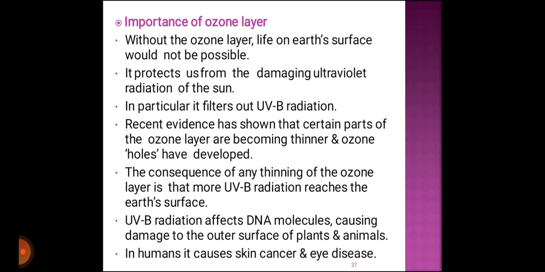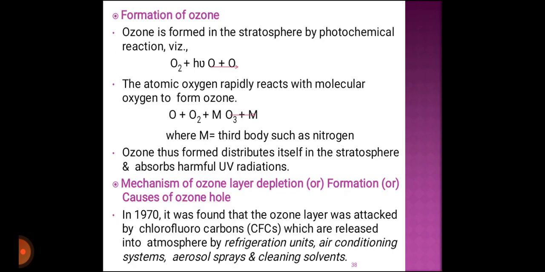Formation of the ozone layer: how is the ozone layer formed? Here I have given the mechanism. Ozone is formed in the stratospheric region of the atmosphere by a photochemical reaction. O2 means molecular oxygen, hv means sunlight. O2 reacts with sunlight to form O plus O, that means atomic oxygen. The atomic oxygen rapidly reacts with molecular oxygen to form ozone, that means O reacts with O2 to form O3 in the presence of M, where M is the third body, that is nitrogen. With the help of nitrogen, the atomic oxygen reacts with molecular oxygen to form ozone, O3. The ozone that is formed distributes itself in the atmosphere and absorbs harmful UV radiations from the sun.